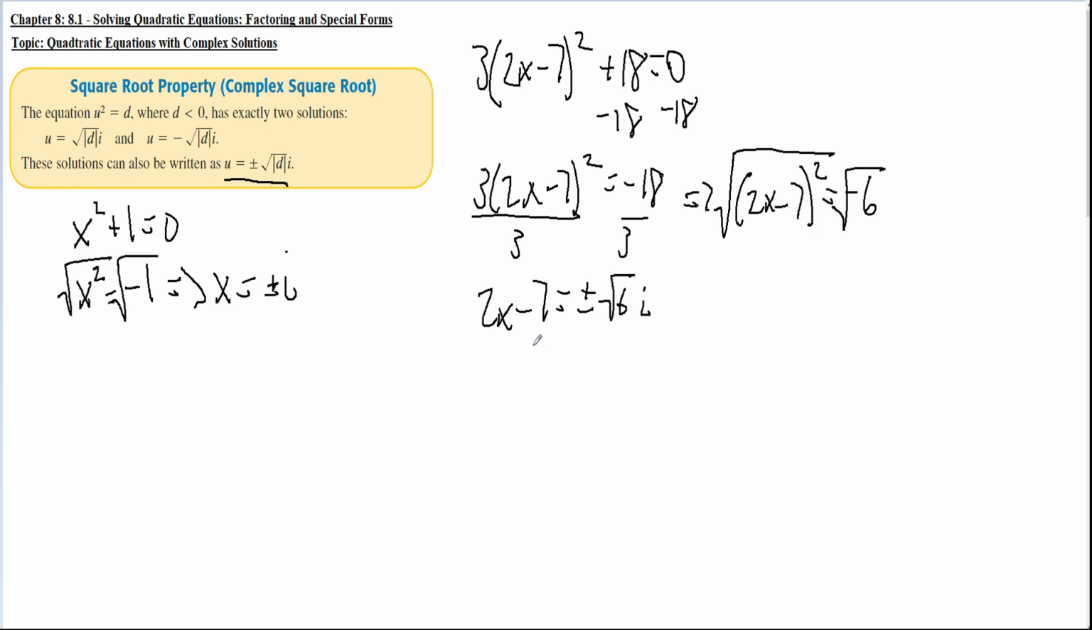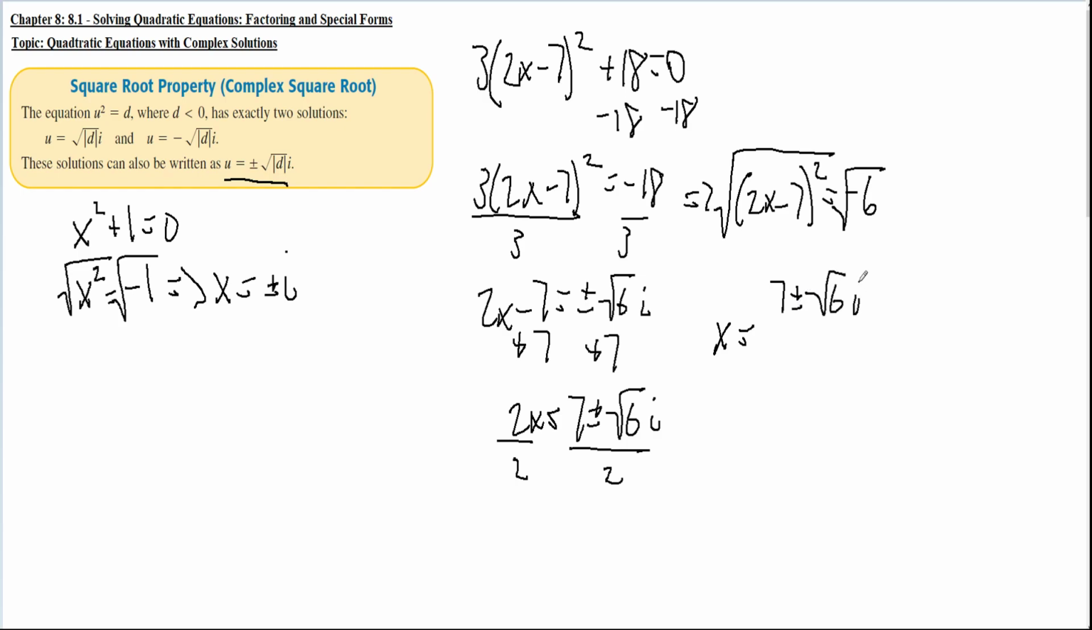And then to isolate x, we have to add 7 to both sides. So now we have 2x is equal to 7 plus or minus the square root of 6 i. And then finally we divide both sides by 2. So x is equal to 7 plus or minus the square root of 6 i, divided by 2.